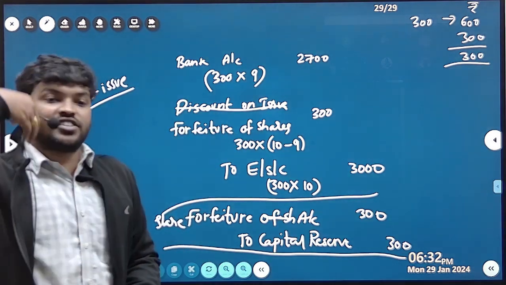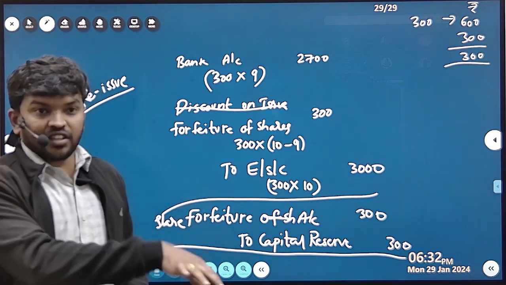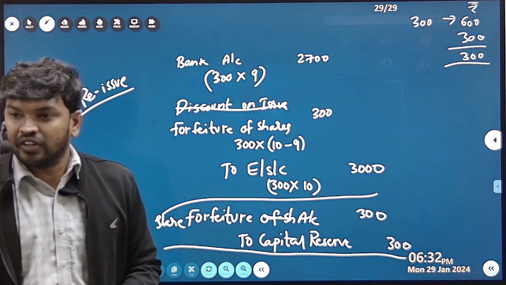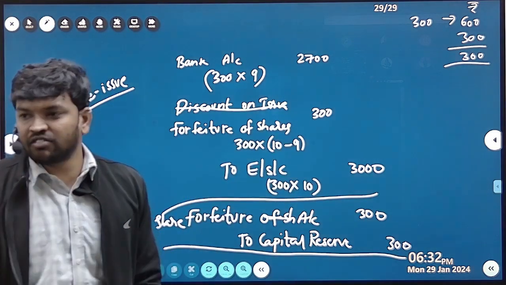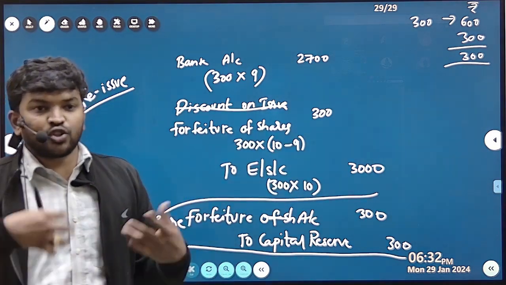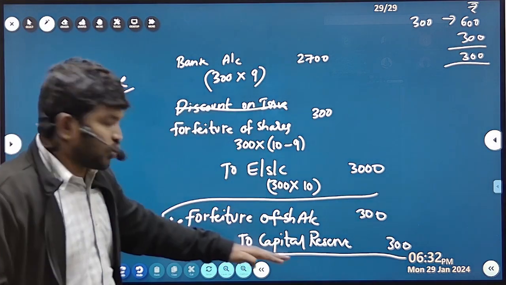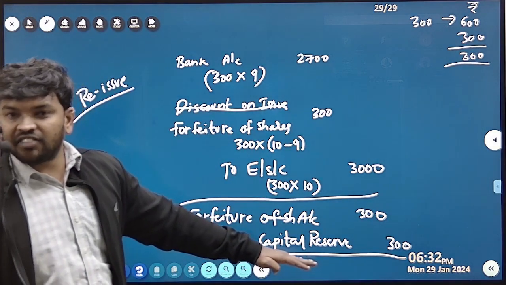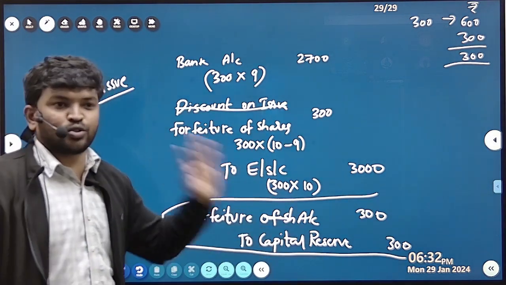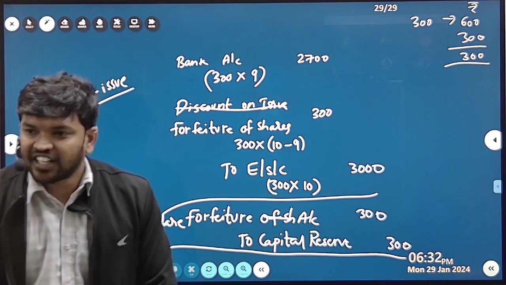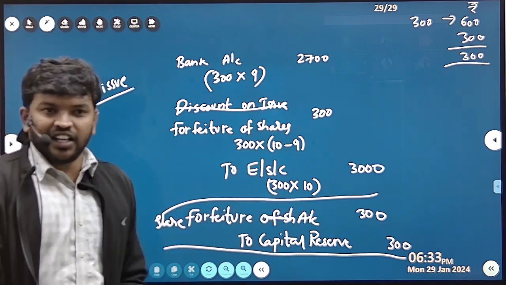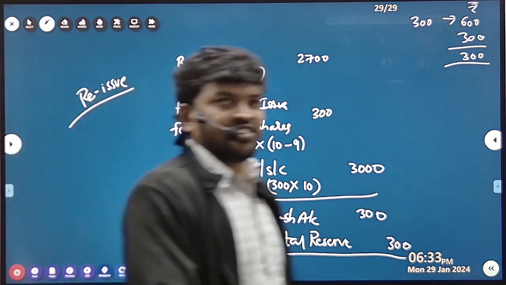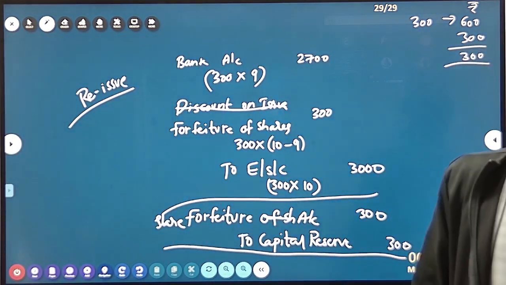When the 200 shares are reissued, if they are issued at discount, then the corresponding discount portion will get adjusted. If they are issued at par, the total amount goes to capital reserve. If they are issued at premium, the total amount goes to capital reserve. Understood the flow? Clear? This is the concept of forfeiture and reissue of shares.